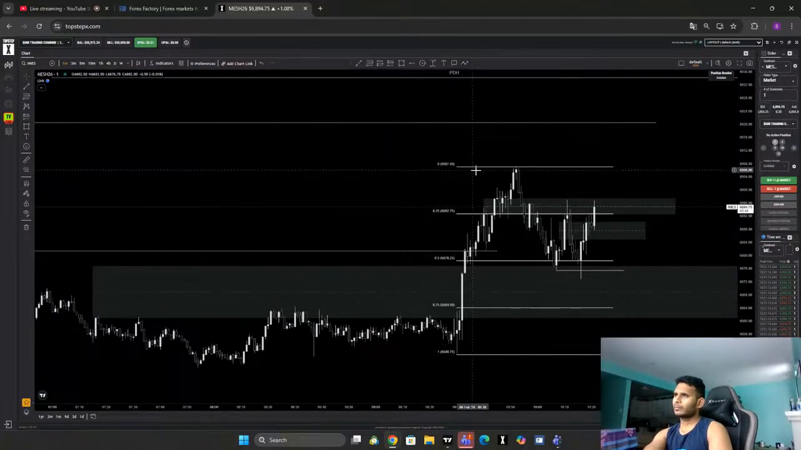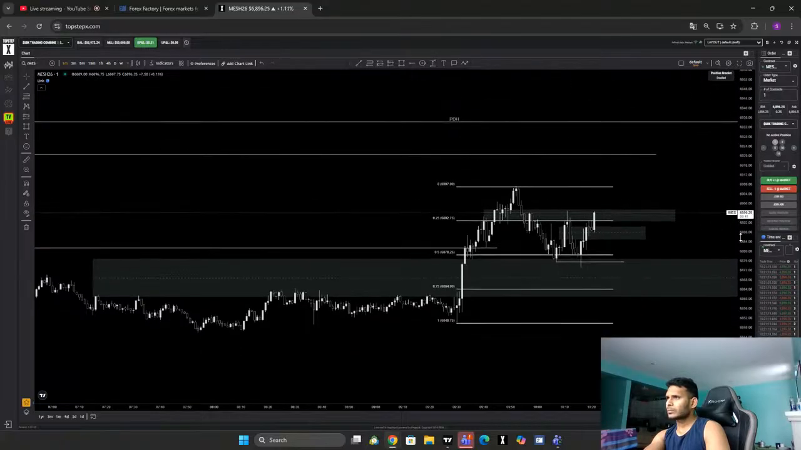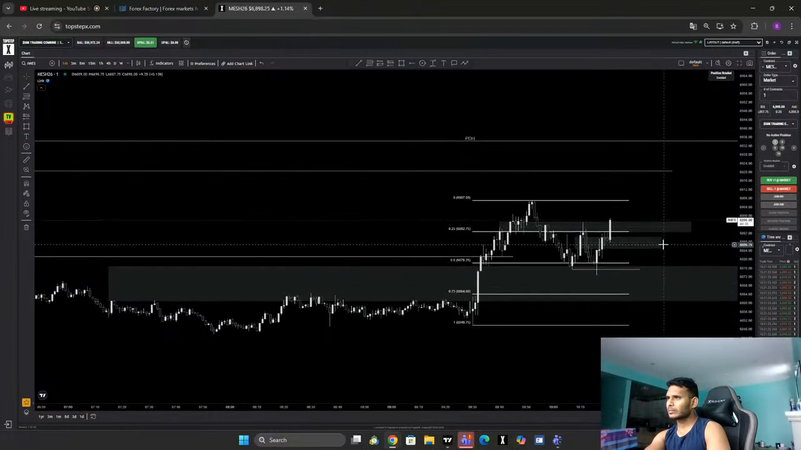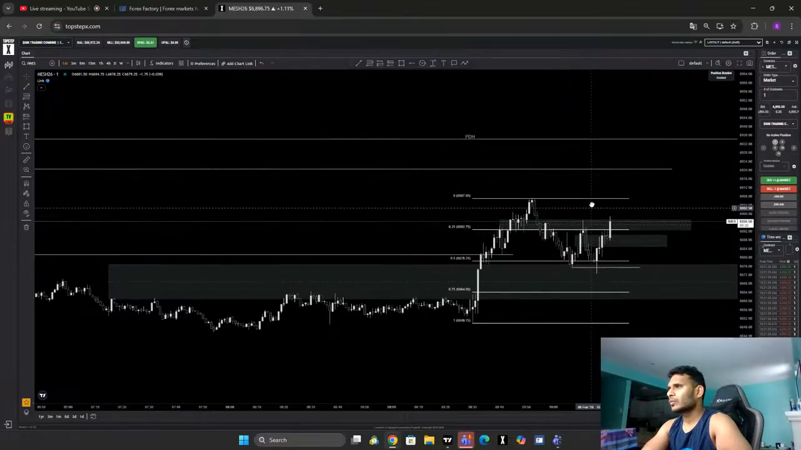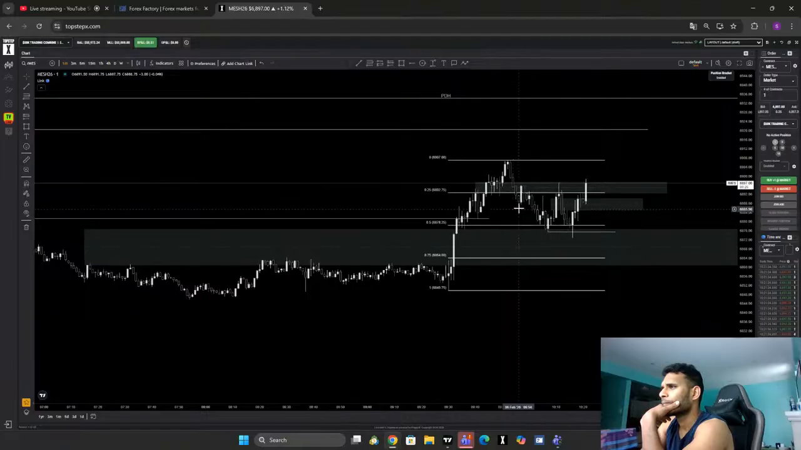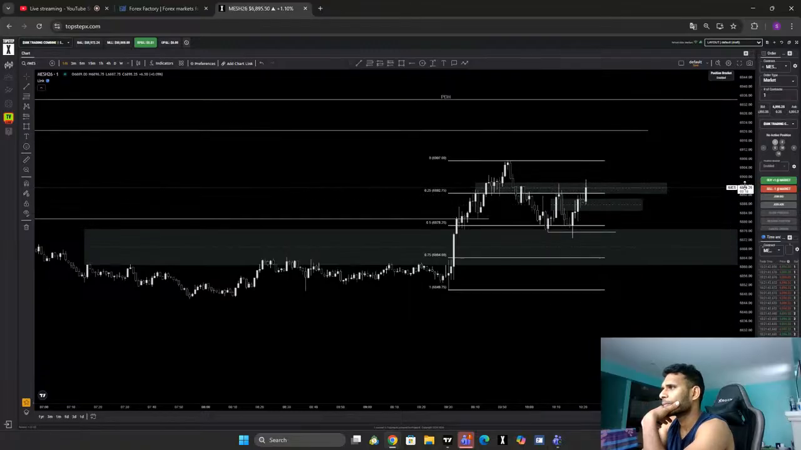Okay, now I'm interested in the longs here. Okay, we got the change of state. Wait for the fair value gap or something else so we can enter. So now I'm pretty interested in this. So what you can see, the trade going out, it was low, high, low, inversion, we got the change of state of delivery.